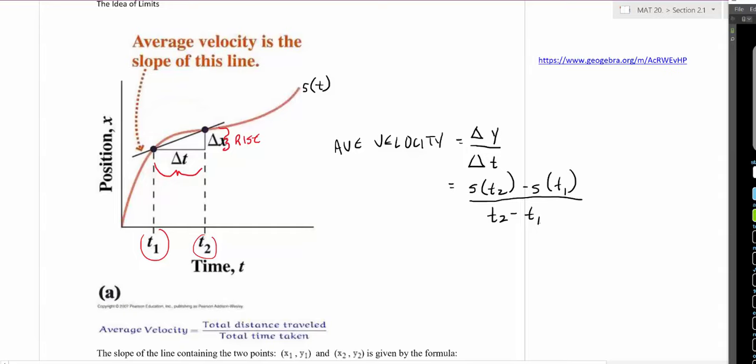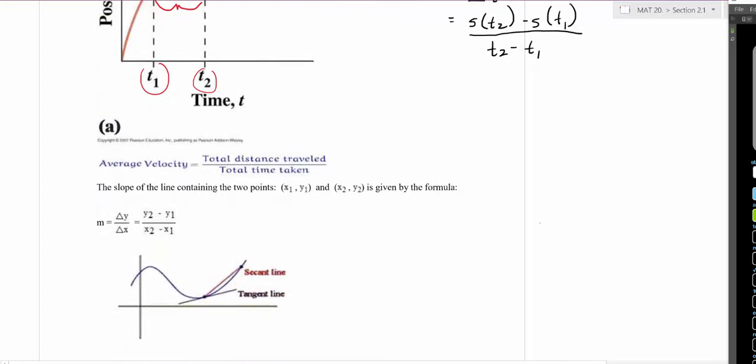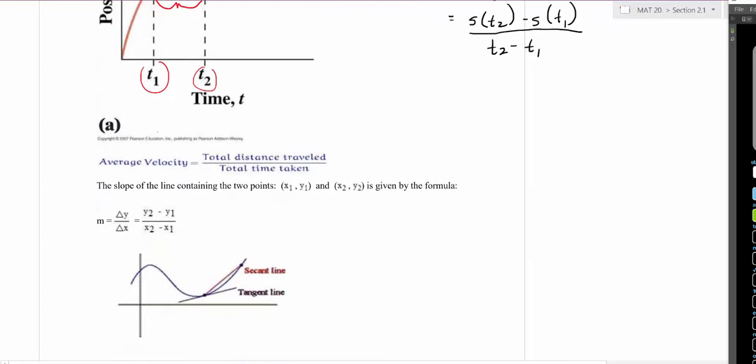So it's doing nothing more than finding a slope. Okay, so in this diagram down at the bottom here, we can think of the average velocity as the total distance traveled over the total time taken. Again, this is just a difference between the position at two different times. Total time taken is just going to be the difference between those two times.